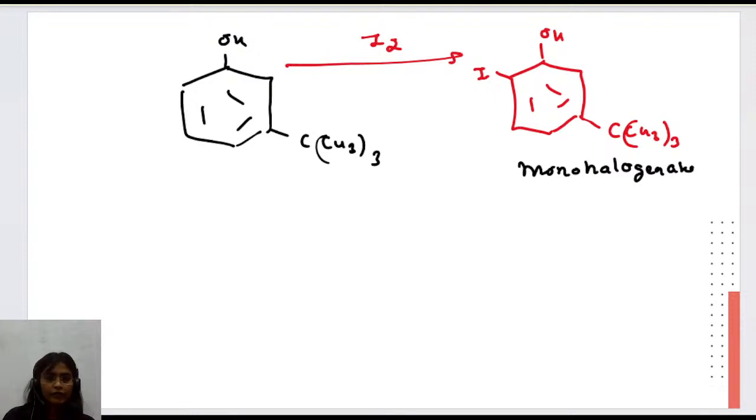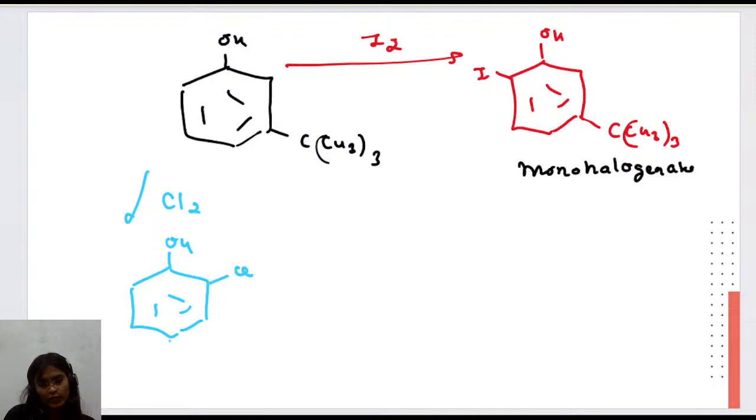If I'm using chlorine there, what is happening? Chlorine can be connected at all three positions. If this is an OH, chlorine can be connected here, here, or here as well, because chlorine is not large in size.